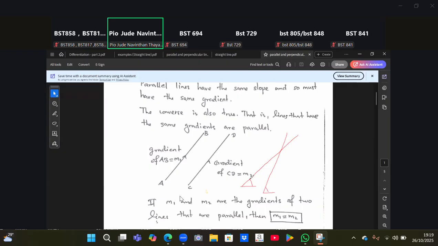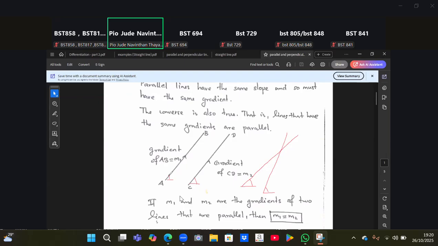If theta is two different values, then tan theta will get different values, so the lines will cut somewhere. But if both have the same value, theta here and theta there, so tan theta, M1 and M2, is also tan theta, then those lines are called parallel lines. M1 is equal to M2.